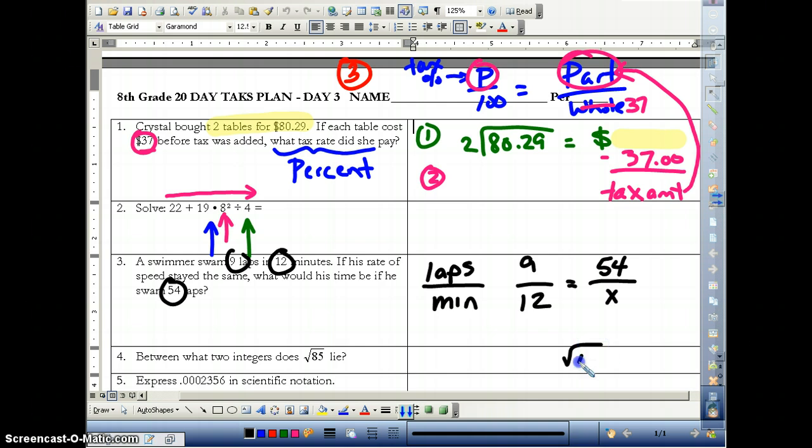Okay, what 2 integers does the square root of 85 lie between? I wish they'd ask me for the square root of 81 because I know what that is. 85's a little bit bigger than that. That's all I'm going to say. You guys should be able to handle that one.